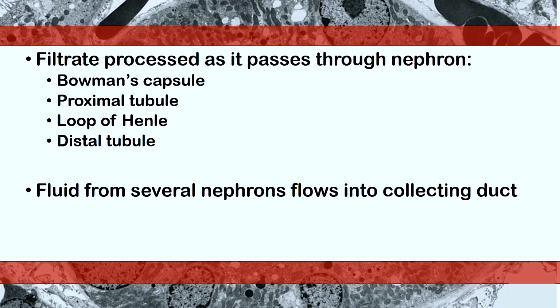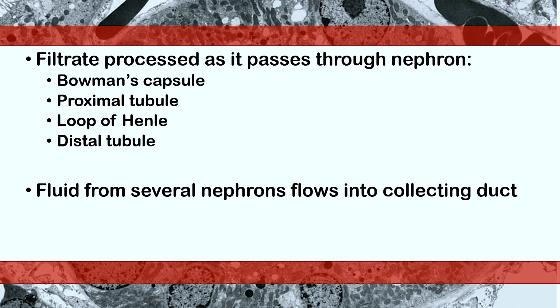First, there is Bowman's capsule, which will filter the fluids from the blood and collect the filtered fluids. There is the proximal tubule, which will move sodium chloride and water from the filtrate into the blood. It will then have some level of secretion going on where additional compounds are added to the filtrate. The filtrate then moves into the loop of Henle. Within the loop of Henle, as you move down the descending loop of Henle, you have additional water resorption. As you move to the ascending loop of Henle, then you have salt resorption.